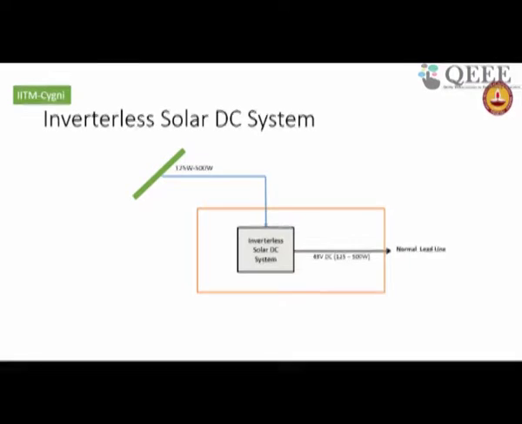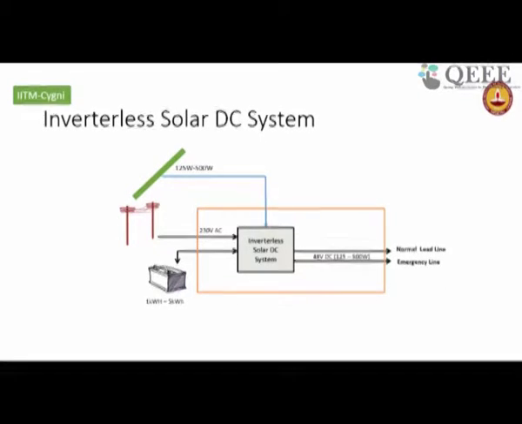Output will be 48 volt DC, 125 to 500 watts. You can have a battery all the way from 1 kilowatt hour to 5 kilowatt hour. You can connect it to the grid, 230 volt AC, up to 500 watts. You can take it from the grid.